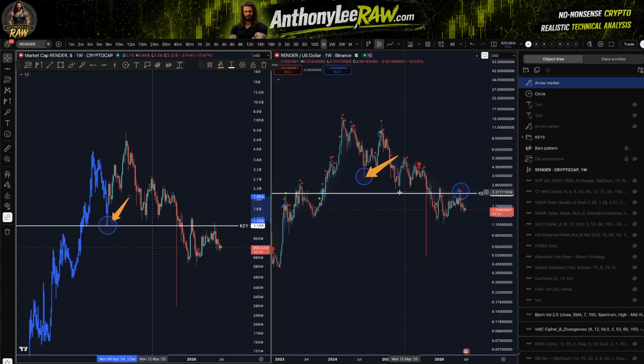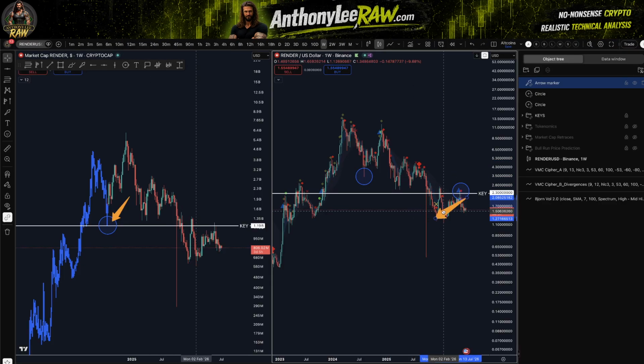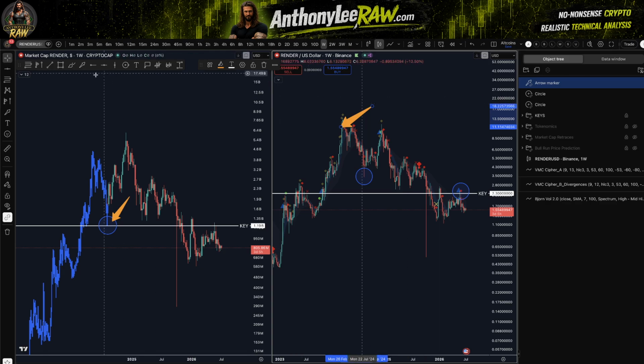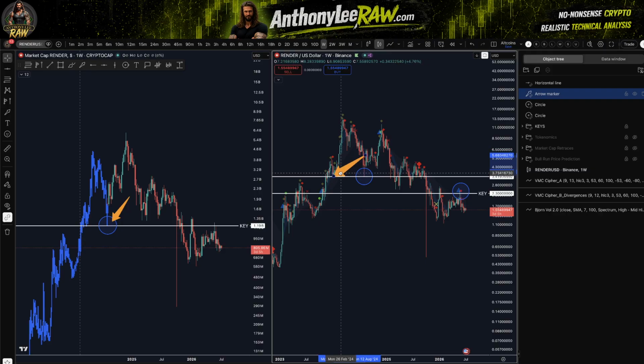But yet later on, you just kind of fell through it multiple times, fell through it, pumped through it, fell through it. Sorry, I did that wrong. So this was our level. I should mark this out a little better. This is our level. It was good support right there, but then later you just fell through it, pumped through it, fell through it, pumped through it. It lost its value as support and resistance.